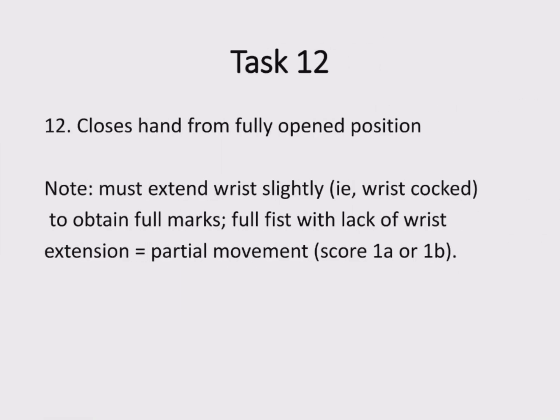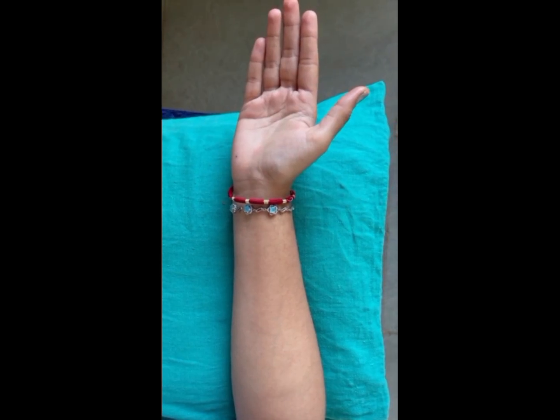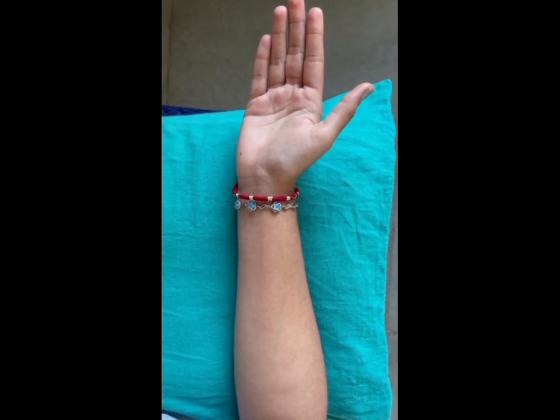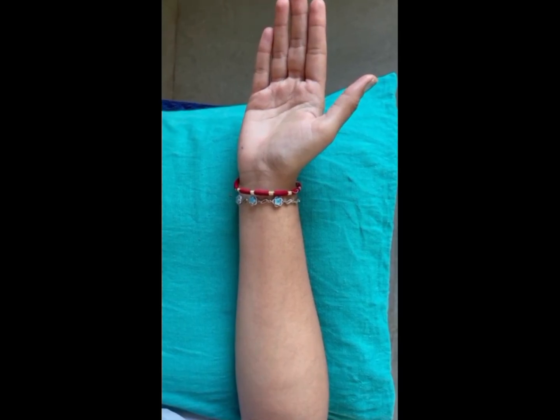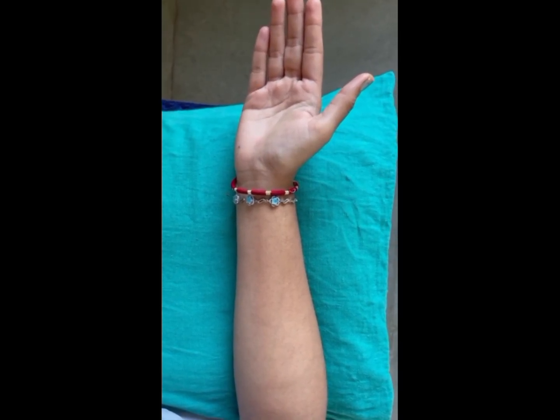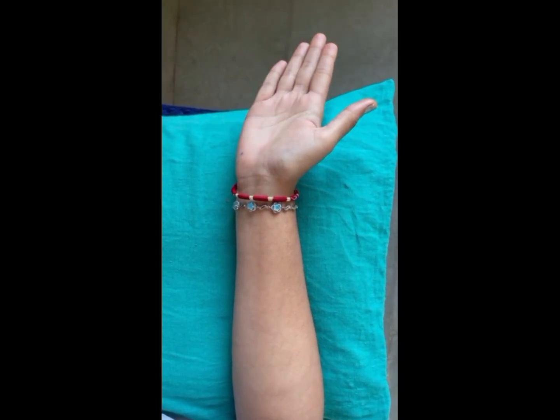Task 12. Closes hand from fully open position. Note: patient must extend wrist slightly to obtain full marks, and full fist with lack of wrist extension is equal to partial movement and score 1A or 1B is given. Ask patient to please make a fist, keeping your thumb on the outside.